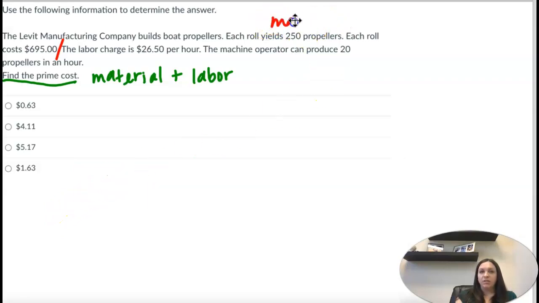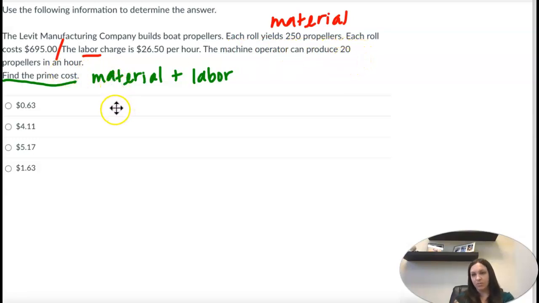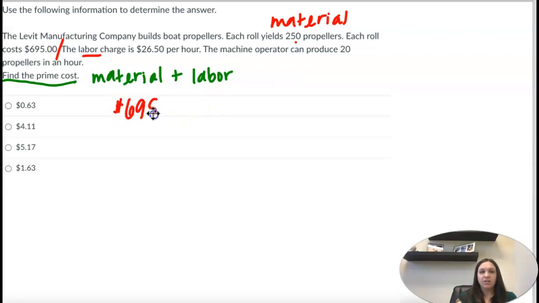So material, and then labor: $26.50 per hour. The machine operator can produce 20 propellers in an hour. So that's our labor, and we're going to do those separately. Let's start with material, money on top. So $6.95 over 250. And then we're going to add the labor, money on top, $26.50 over 20.